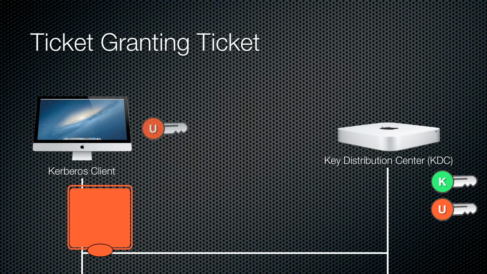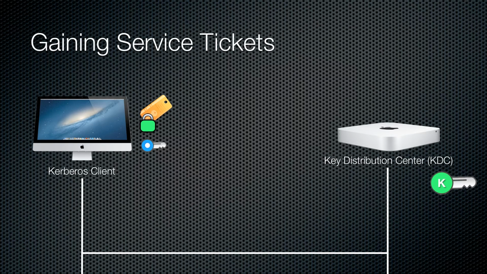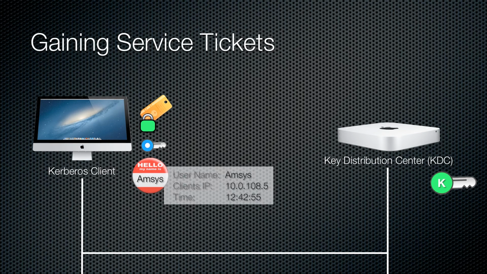The client then decrypts the packet using the user's own private key from login to gain access to the contents of the packet. But what is the point of a TGT when the client is unable to view its contents? Well, it's more what they do with the TGT than what it actually contains. The client starts by creating an authenticator. This authenticator contains the user's name, the client IP, and the time.